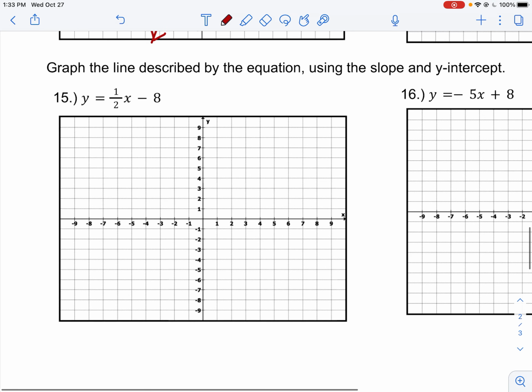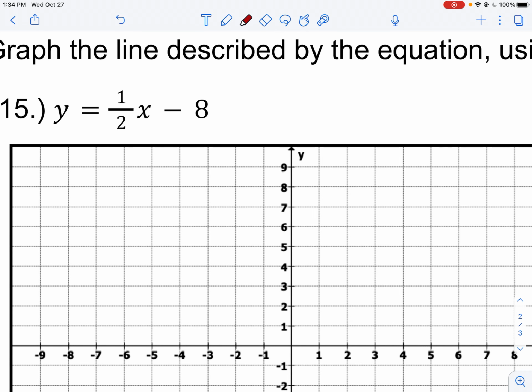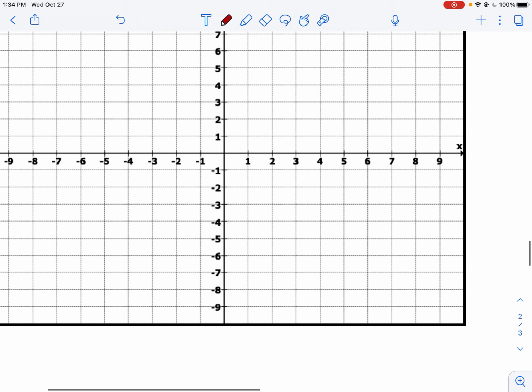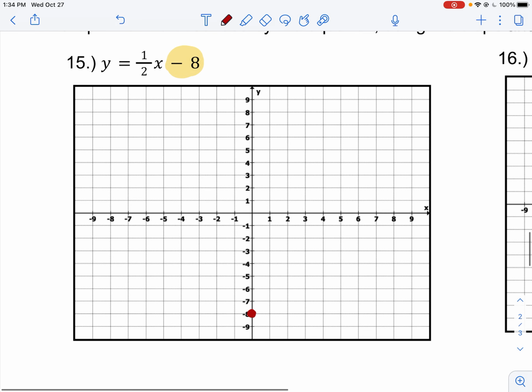Number 15, graph the line described by the equation using the slope and y-intercept. So the same thing, but now the equation is given. So for this one, we know that we can definitely start off with the y-intercept. And for the y-intercept, we know that'll always be that number by itself. And it's a negative 8. So we know that the first point should be here at negative 8.